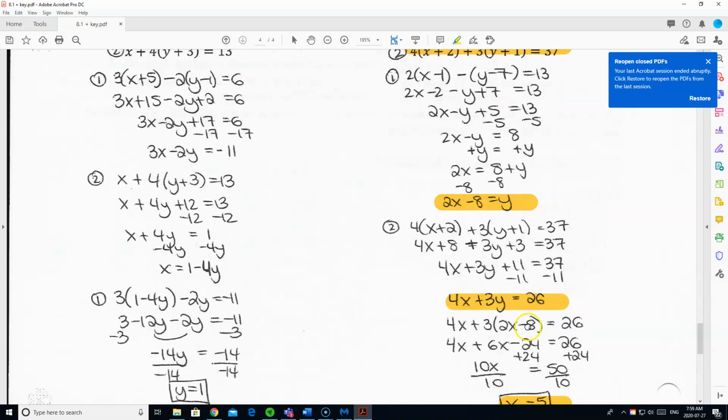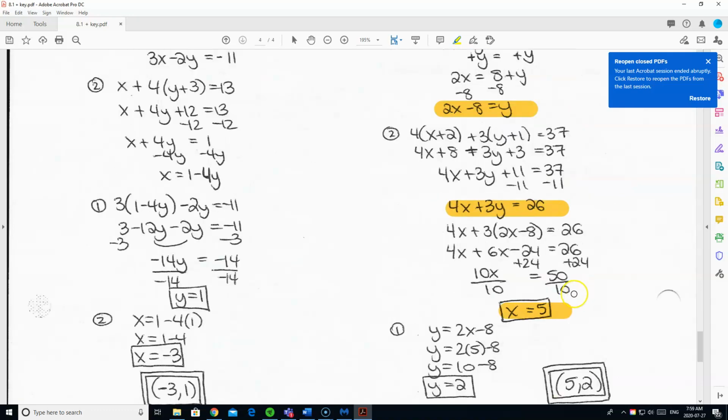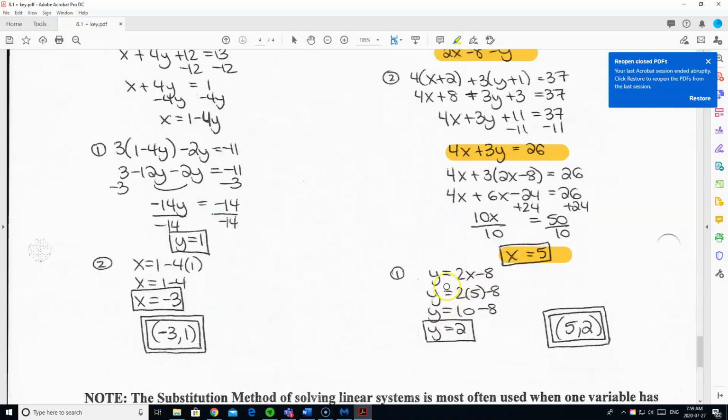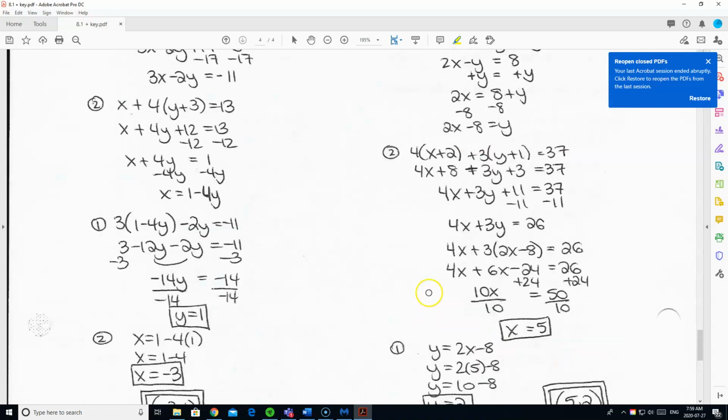Now it's easy. You can either plug it into the original ones, or you can plug it into the simplified one that we have. So with 5, right here, we can plug it into this one even. So 2 times 5 is 10. 10 minus 8 will give you 2. And that's kind of what they did over here, right? y equals 2x minus 8, and then just plugged in the 5 that we got earlier. Okay, hopefully the substitution kind of works.